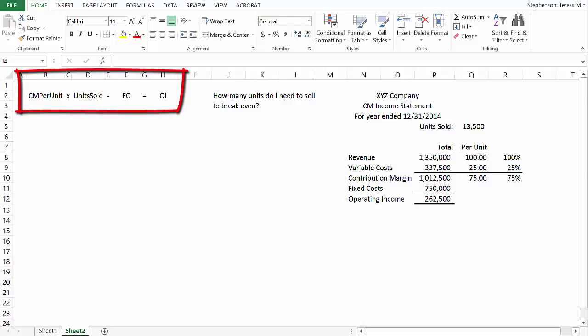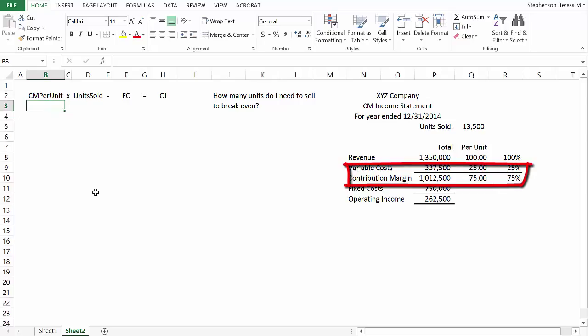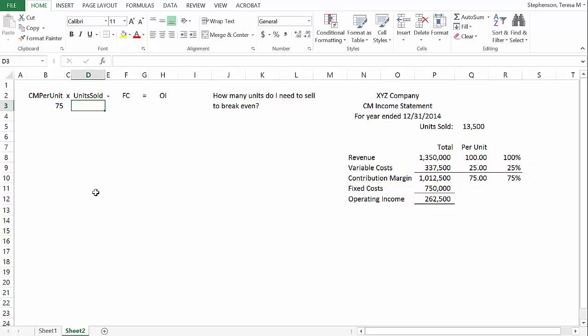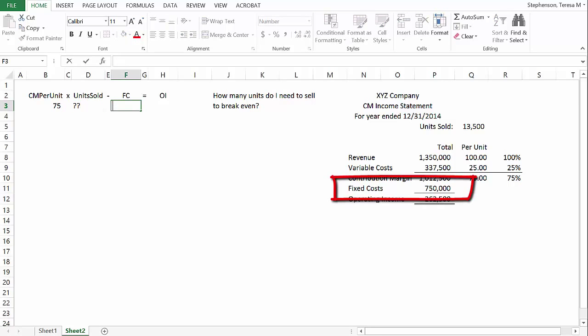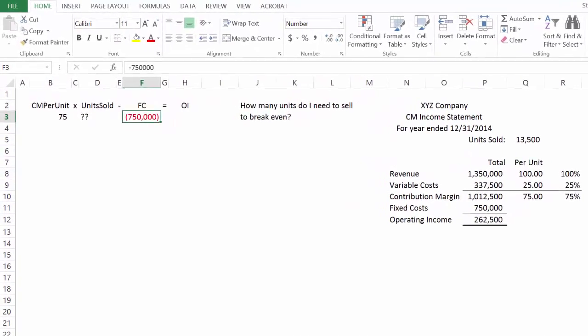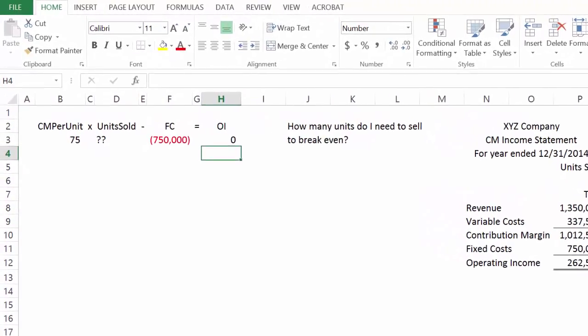So I have the basic equation up in row 2. I'm not going to use the multiplication sign, the minus sign, and the equal sign when I start typing in numbers, but they're still there. So our contribution margin per unit is 75 from the income statement. We're going to take that times units sold, but that's the question I have. So we're going to just put in a question mark. That's my unknown. And our fixed costs are $750,000. I'm going to put that in as a negative number since we're subtracting that. And we want an operating income of 0.